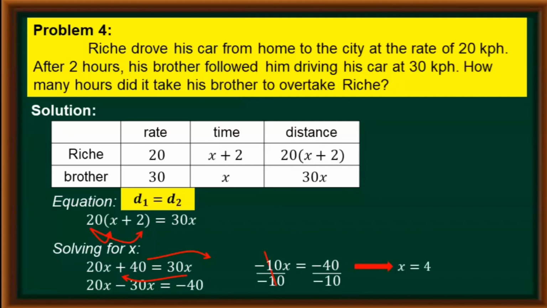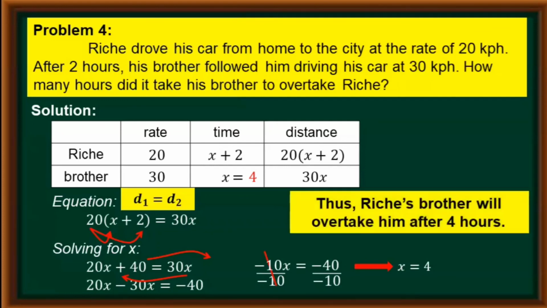Going back in our table, the variable x represents the time spent by Richie's brother. So x is equal to 4, which means that after 4 hours, his brother already overtook Richie. Thus, Richie's brother will overtake him after 4 hours.